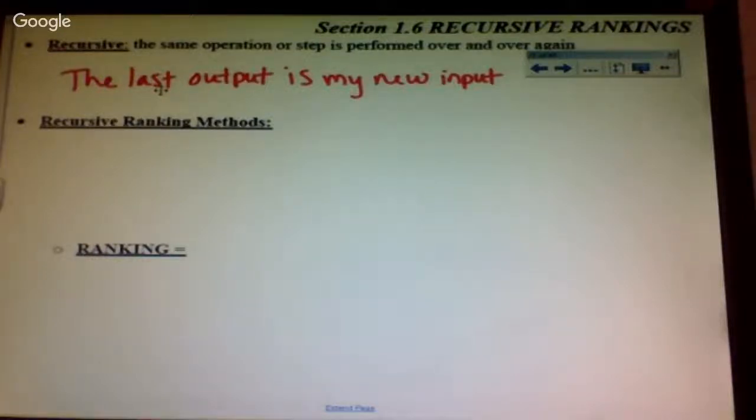In recursive rankings, we're only going to do 3 of them. I am skipping plurality with elimination recursive because it becomes very confusing. So we're only going to do 3 of them. Your steps: step number 1, find the winner using the ranking method.